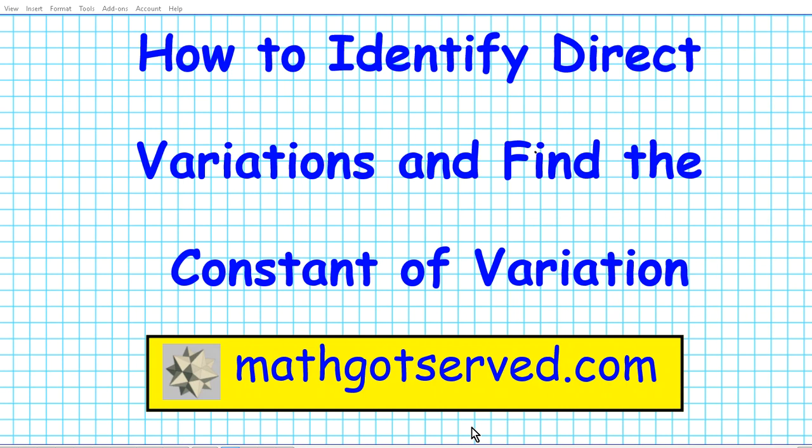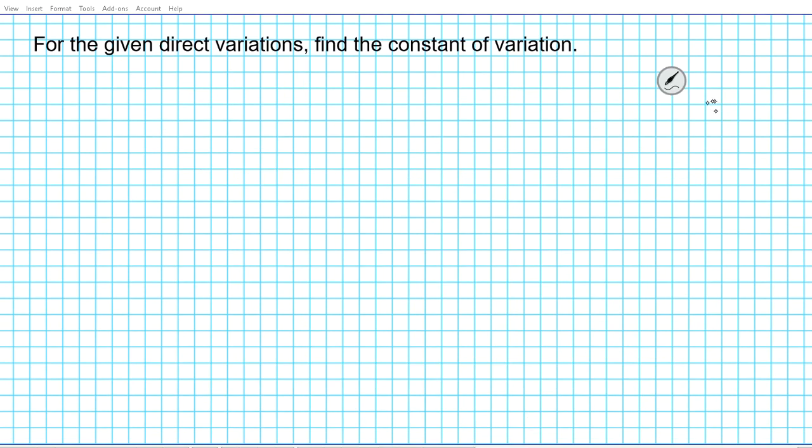In this clip, we're going to be going over how to identify direct variations and find the constant of variation. The instructions for the examples that we're going to be working on is as follows. We are to find a constant of variation for the given direct variations.